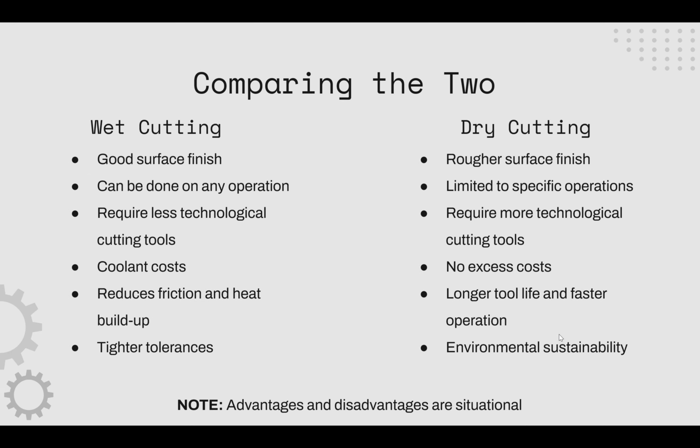The two processes have both advantages and disadvantages for different scenarios. It is important to note that a business or manufacturer's overall goals dictate the better suited process. Cutting with coolant is overall more versatile as it can be used for any process. Expenses can be shifted towards providing coolant instead of buying more expensive carbide tools.